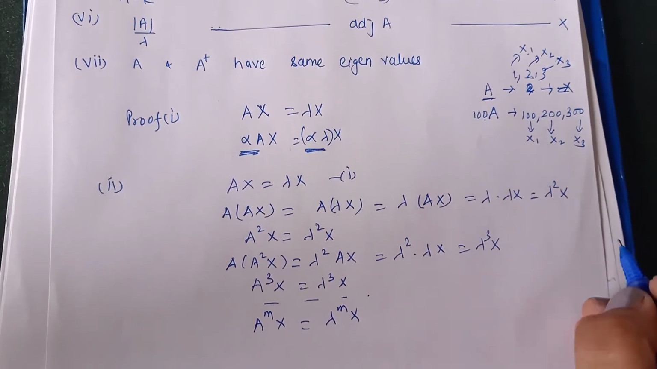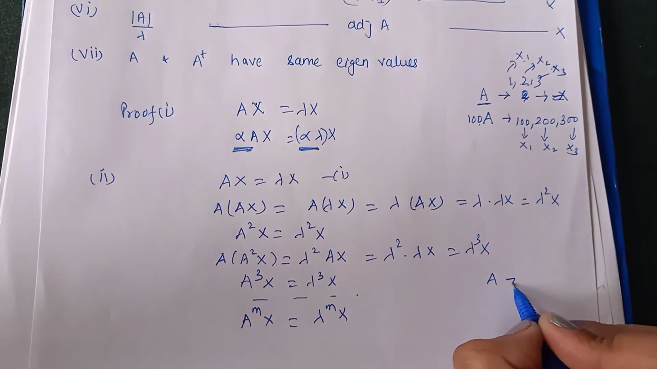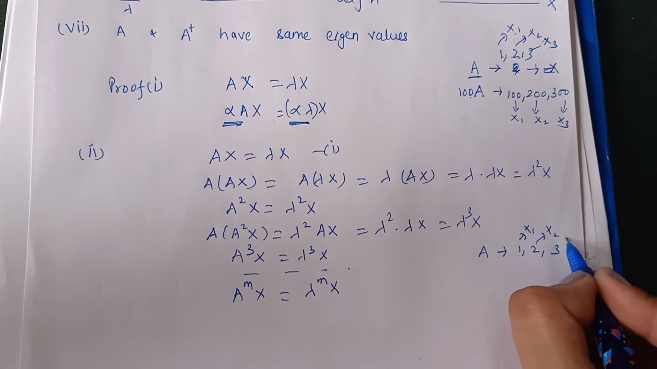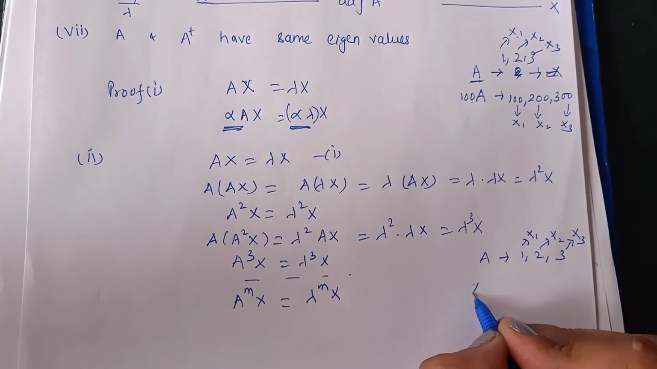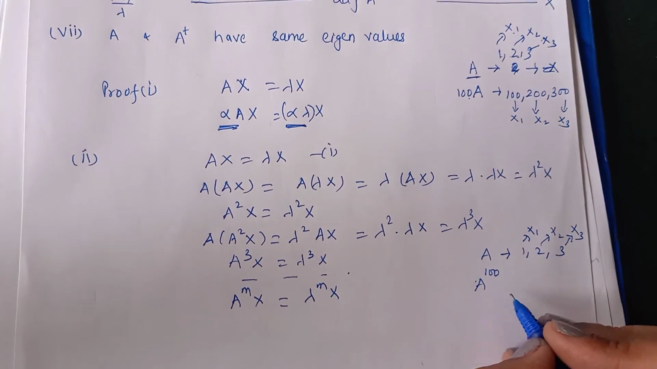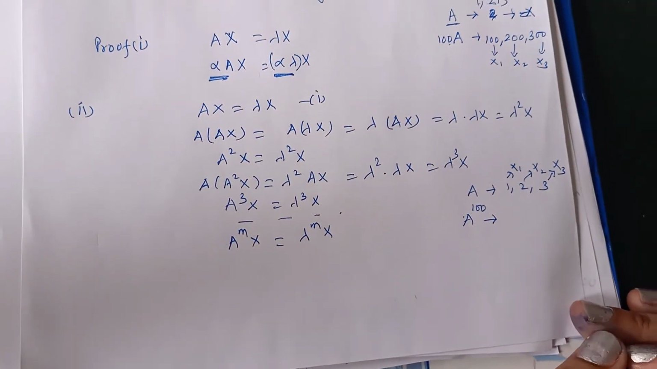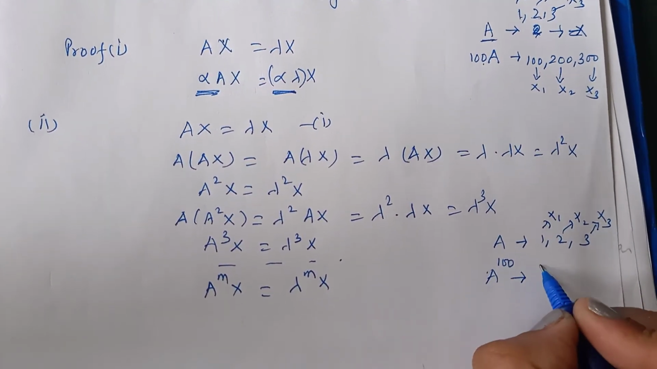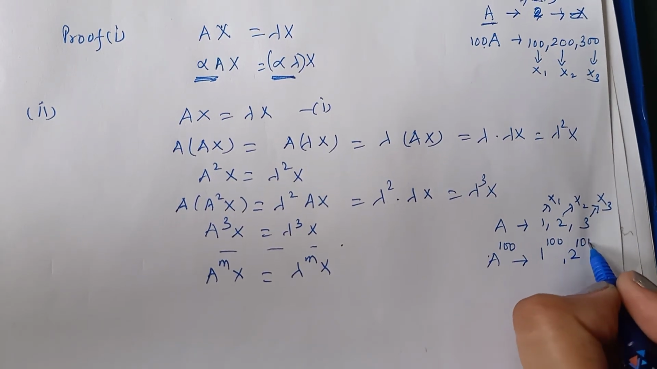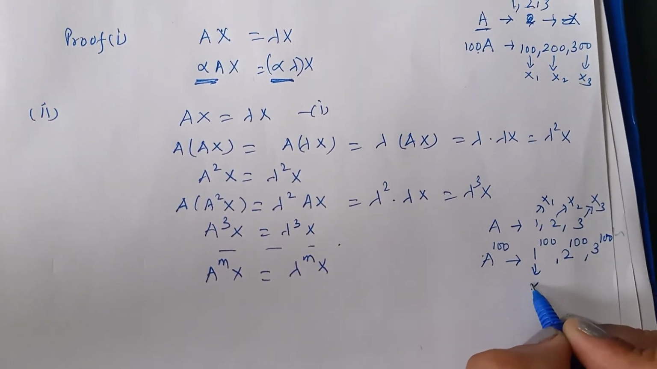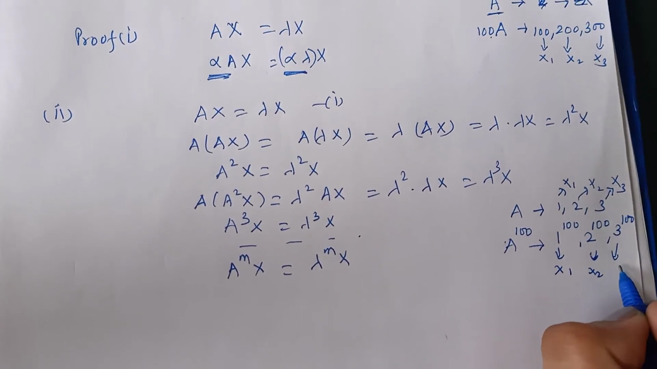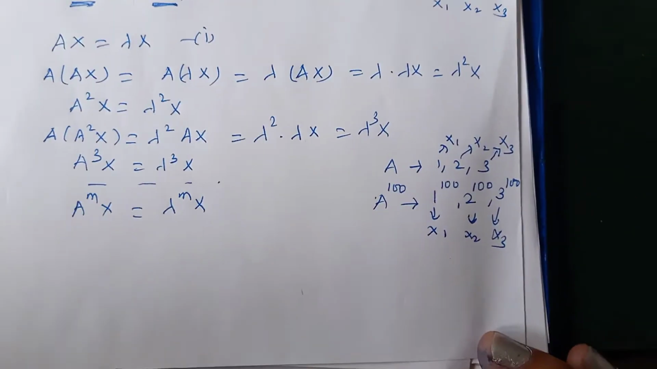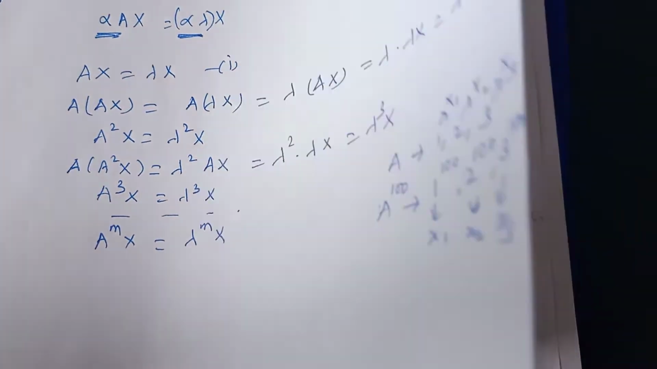So what is the physical meaning of this property? Suppose eigenvalues of A are 1, 2 and 3 and eigenvectors are x1, x2 and x3, and you are to find eigenvalues of A raised to power 100. Then instead of multiplying A 100 times, you will just raise these eigenvalues to the power. So eigenvalues of A raised to power 100 will be 1 raised to power 100, 2 raised to power 100, 3 raised to power 100, but the eigenvectors will remain the same. So the eigenvector of 1 raised to power 100 will be x1 only. Similarly, the eigenvector of 2 raised to power 100 will be x2 only, and so on.